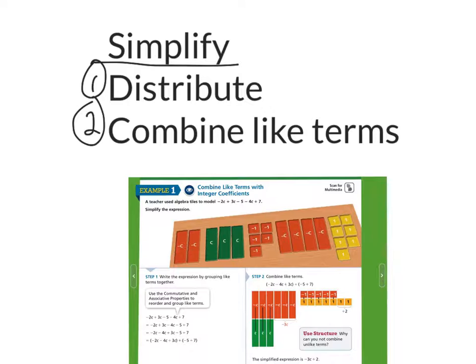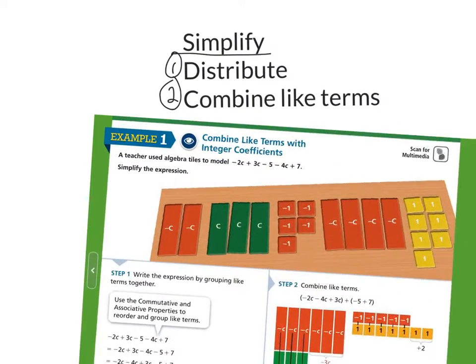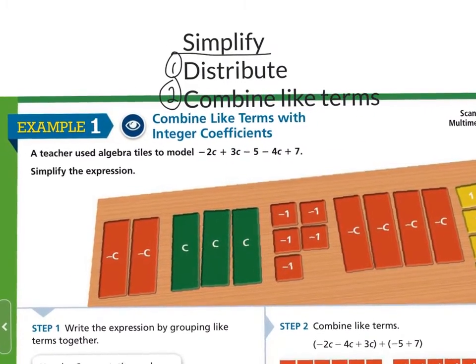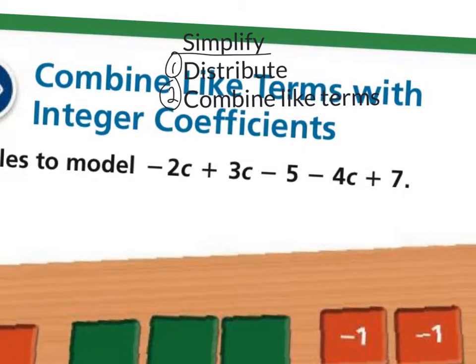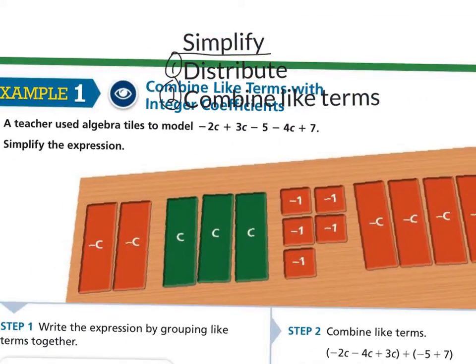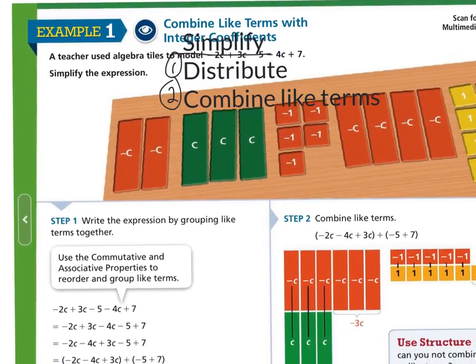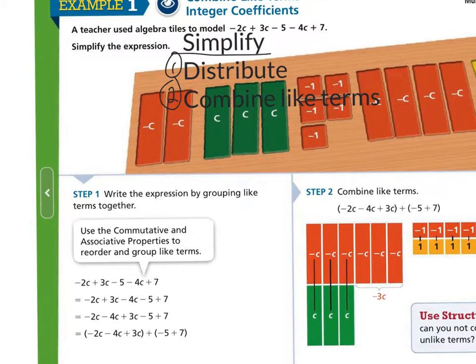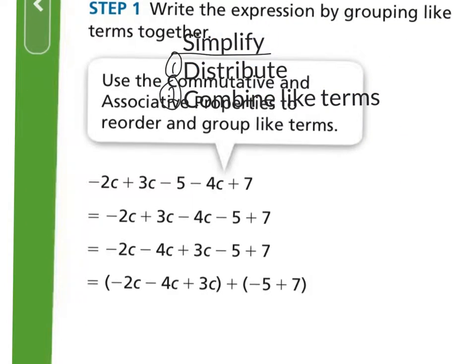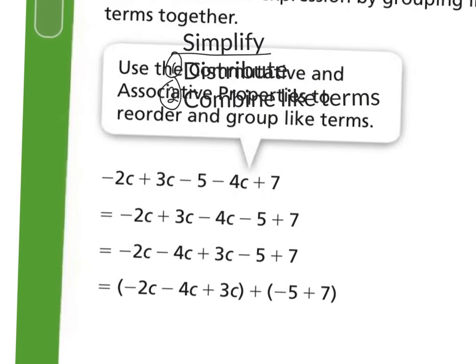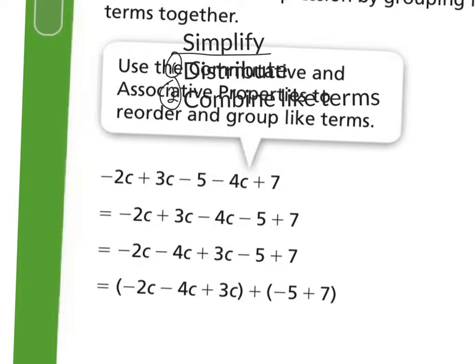So if we look at example 1, the teacher used algebra tiles to model negative 2c plus 3c minus 4c plus 7. And they want us to write the expression by grouping like terms together. Technically, what they're doing in the book, they are rearranging these. First of all, getting all their C terms together, getting all their constant terms together, and then they're adding them together. Again, technically, if you don't want to physically rearrange these, we can probably get by without that.